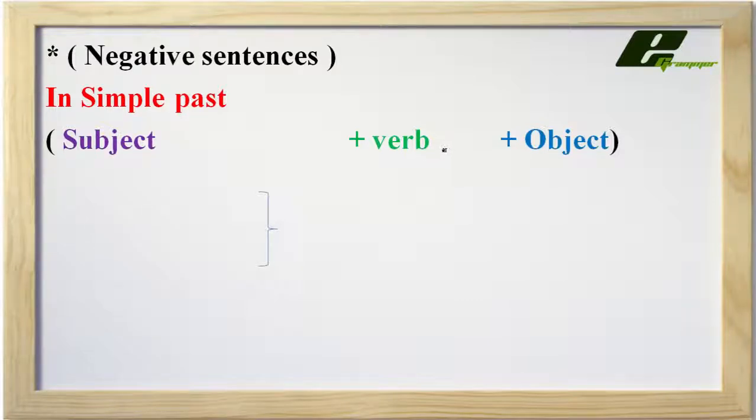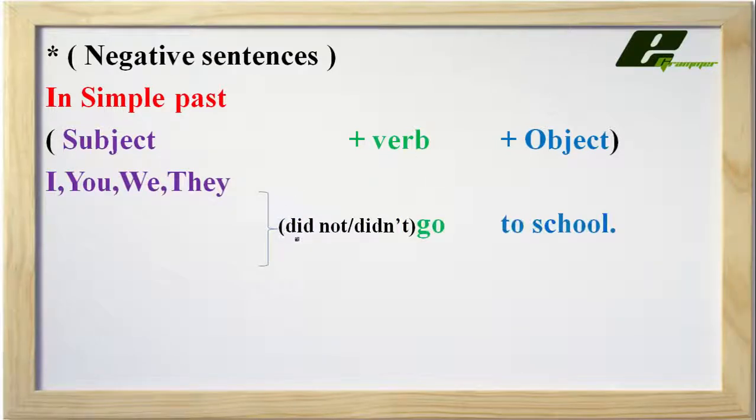Why? Because I'm going to use did here. When I use did in a simple past tense, at that time we use the base form of the verb instead of the past form. Understood? Now the sentence would sound like this: Sam did not go to school, instead of Sam did not went to school. If you say the sentence this way, the sentence would be wrong.